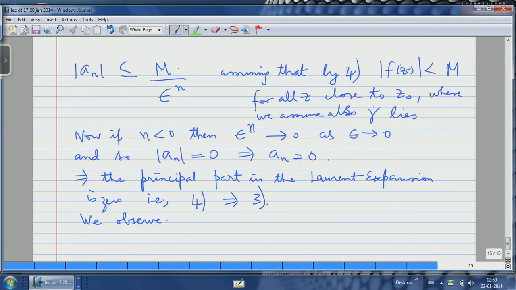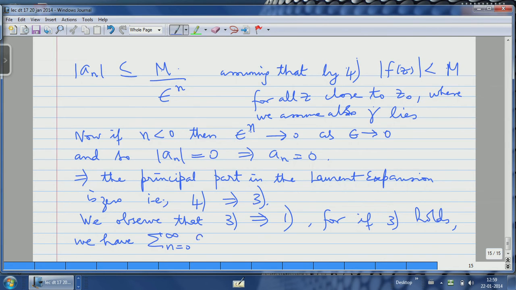We observe that 3 actually implies 1. For if 3 holds, we have sigma n equal to 0 to infinity a n (z minus z naught) power n converges to g of z in mod z minus z naught lesser than epsilon, and g is equal to f for z not equal to z naught. Let me repeat this.